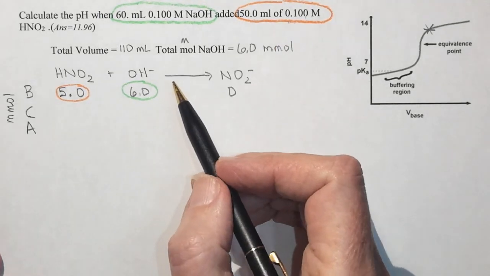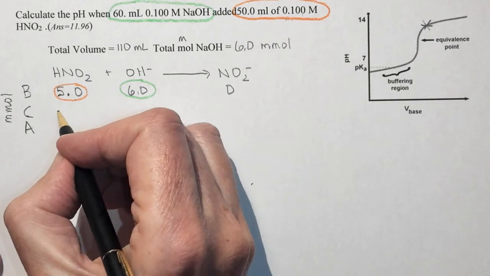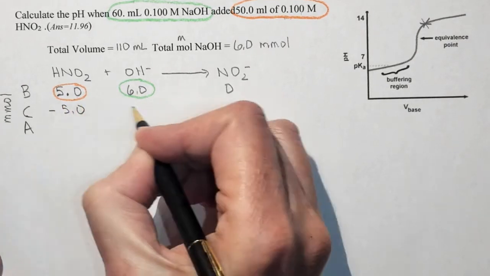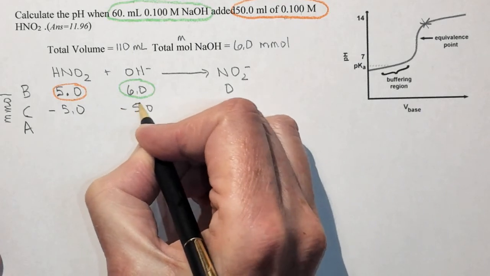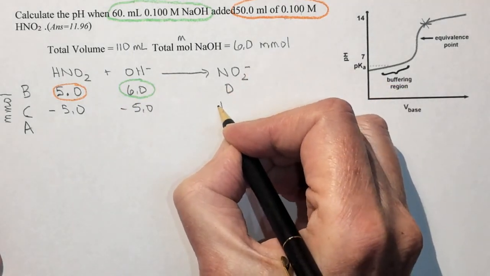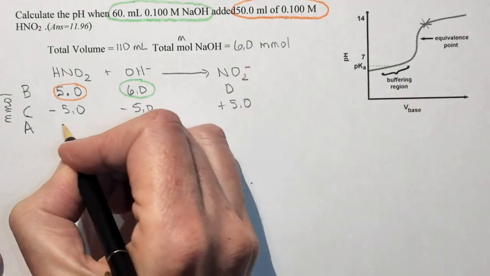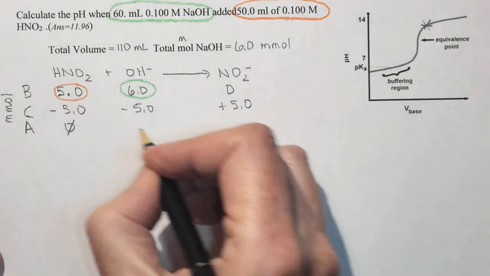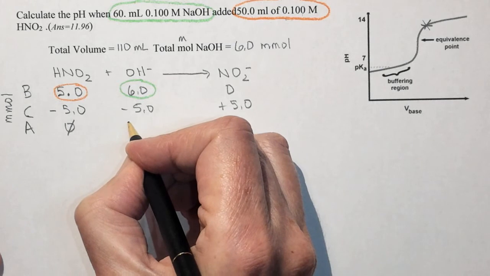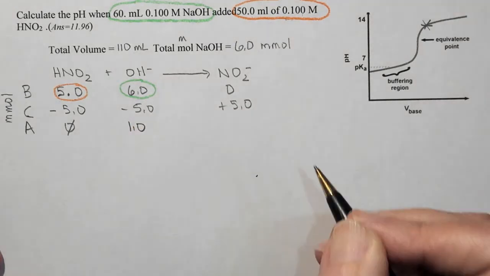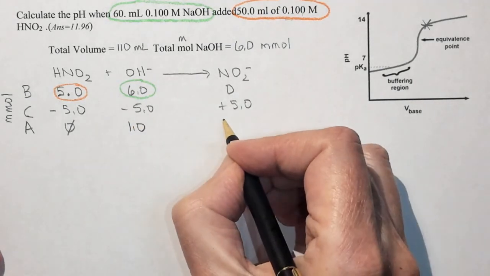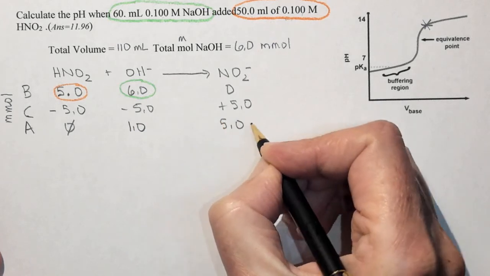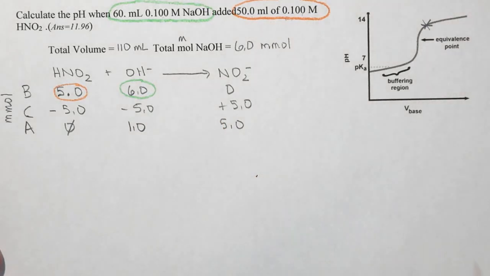This we're going to assume goes 100% to completion, so we're just going to complete the BCA table. Minus 5.0, minus 5.0, plus 5.0. We have none of the acid left. We have 1.0 millimole of the hydroxide, and we have 5.0 of the NO2 minus.